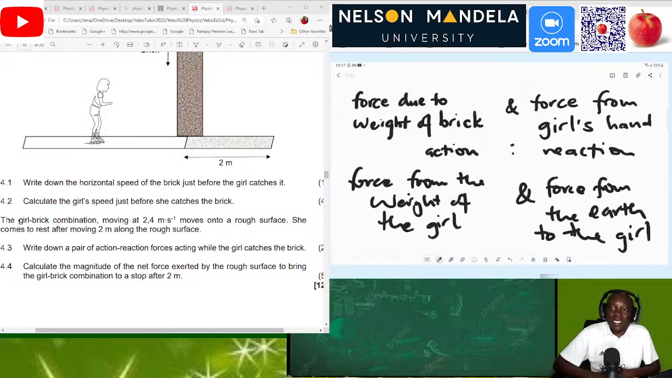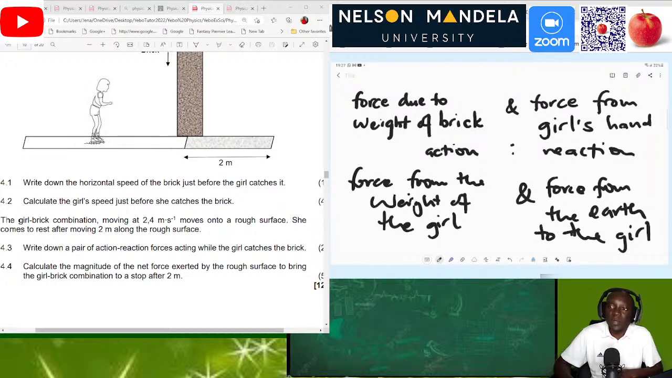So there is this next part for what we're talking about right now. The girl brick combination moving at 2.4 meters per second moves onto a rough surface. So after catching the brick, the girl and the brick combination meets a rough surface. In the previous one we were told to ignore effects of friction. That's why this girl was able to move at a constant speed throughout.